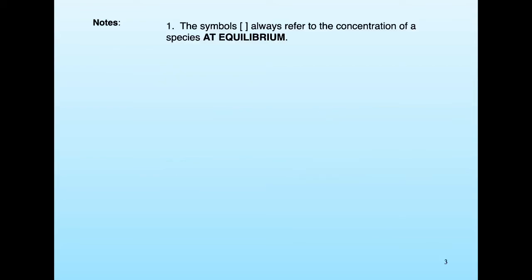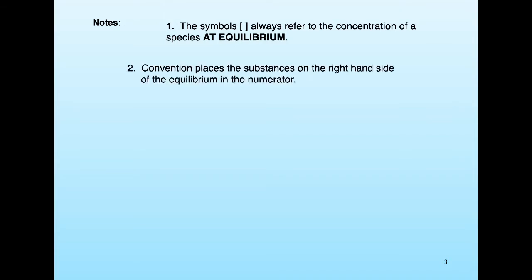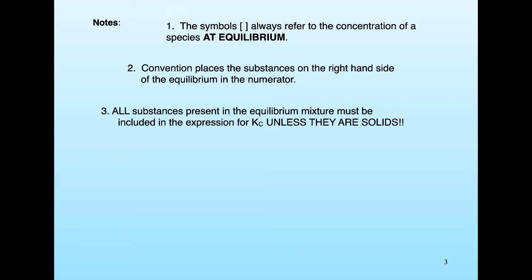So, a few notes to back this up. I've probably mentioned this already. The symbols always refer to the concentration of the species at equilibrium, in moles per decimeter cubed. Convention places the products in the numerator. All substances present in the equilibrium mixture must be included unless they are solids. So we can talk about the concentration of liquids, solutions, gases, but not of solids, because they're considered to be constant, so they don't change.